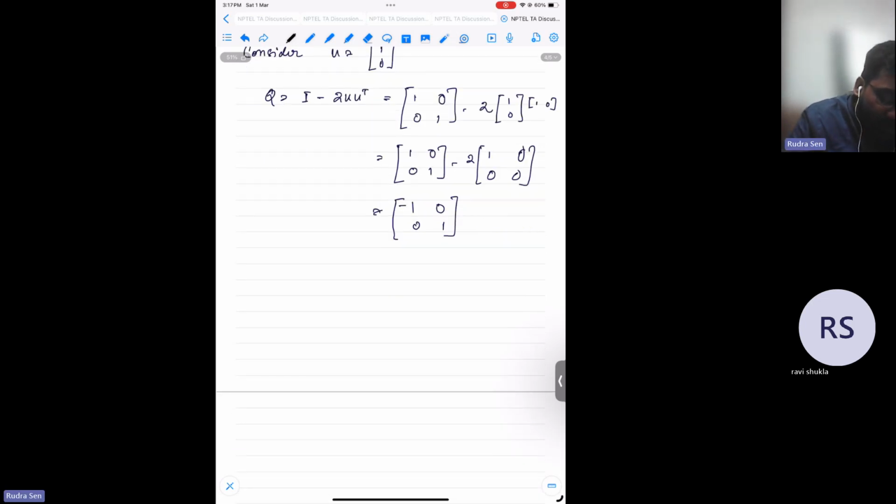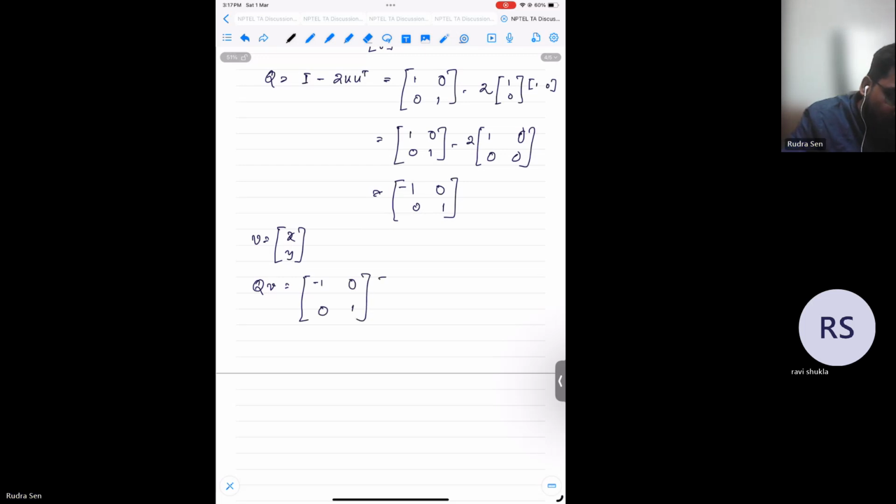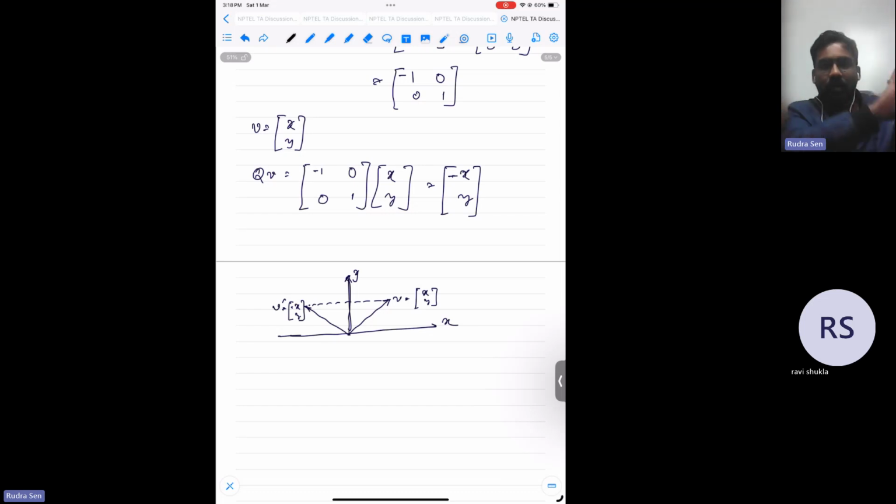So why is it called reflection? Let's say I'm considering v equals x and y. Now Qv is minus 1 0, 0 1 times x and y. This gives minus x and y. So this is a reflection of the x coordinate across the y axis. If the vector v is xy, then its reflection has the same y but negative x, which is v prime, minus x and y. So this is completely a mirror, a reflection.